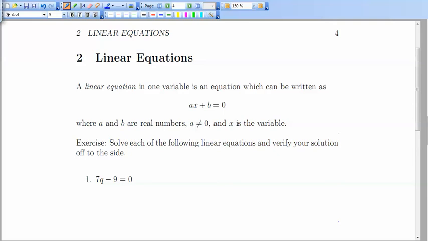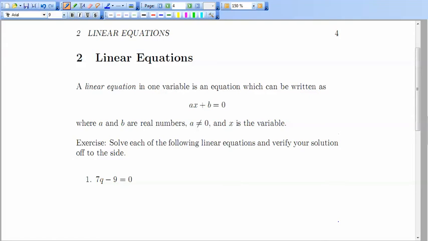Hi, and welcome to our second video. We talked in the last video about what a variable is, what an equation is, what an expression is, and also how to check whether or not certain values of our variable are solutions to equations. We're going to talk now about a particular type of equation, the simplest type, a linear equation.